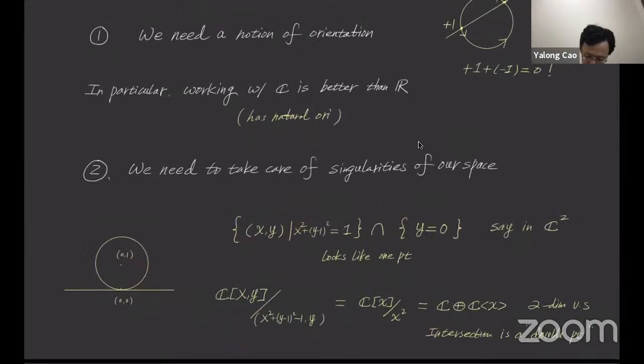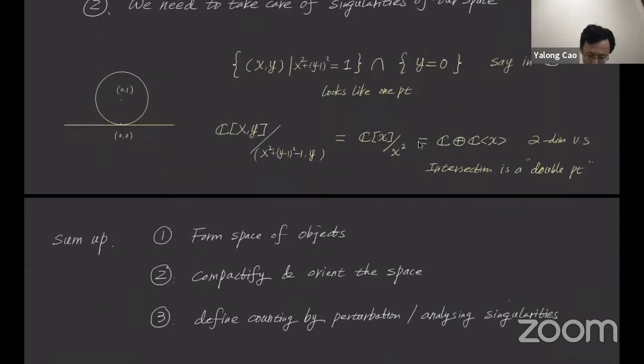The way we do intersection in algebraic geometry is to consider the ideal generated by these two equations, and consider the quotient of the polynomial ring by this ideal. Then you can see that in the end we get a 2-dimensional vector space. So in a way we should count this intersection point as 2 instead of 1.